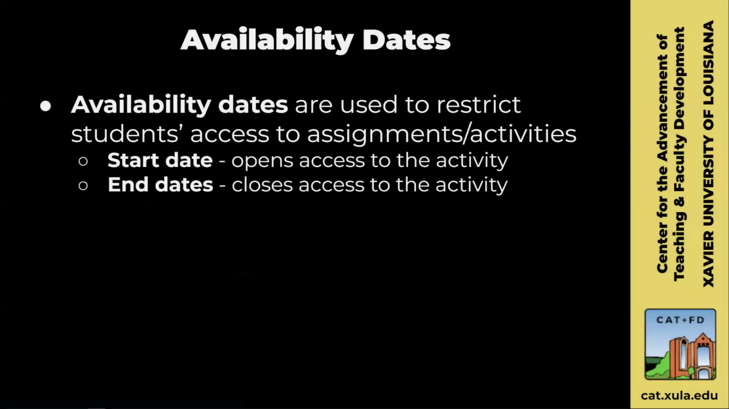In Brightspace, you'll see due dates, but then you'll also see availability dates. An availability date is going to be used to restrict the student's access, right? With an availability date, you can have a start date that tells the system, this is the date that you can open access to this activity. The student can gain access to that. And an end date closes that access. They can't have access after that date, right?